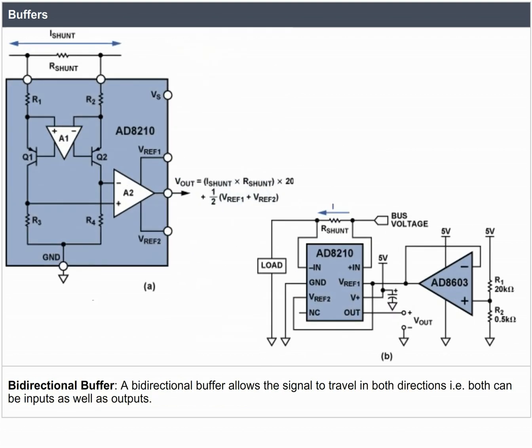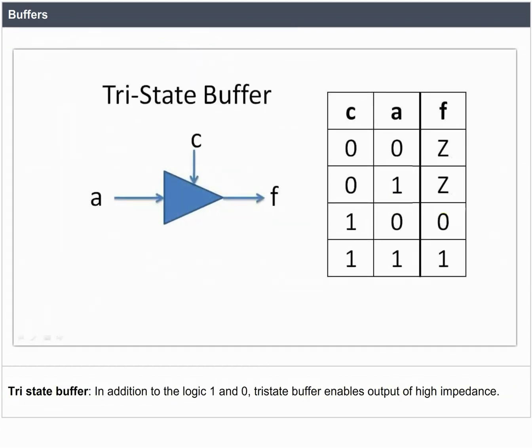Bidirectional buffer. A bidirectional buffer allows the signal to travel in both directions. That is, both can be inputs as well as outputs. Tri-state buffer. In addition to the logic 1 and 0, tri-state buffer enables output of high impedance. Applications of tri-state buffer. Tri-state buffers are used to prevent short circuits.